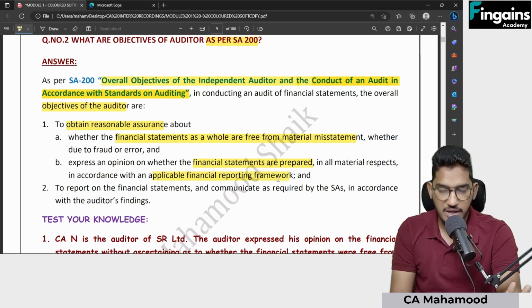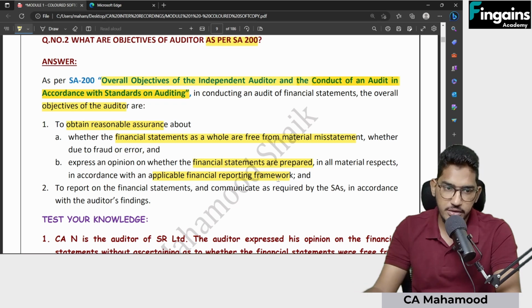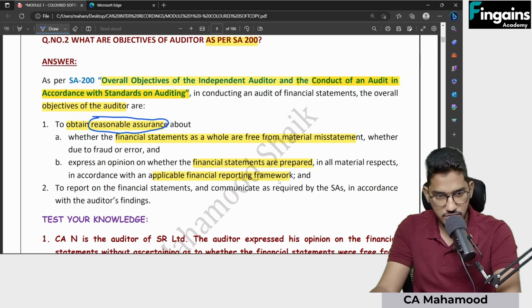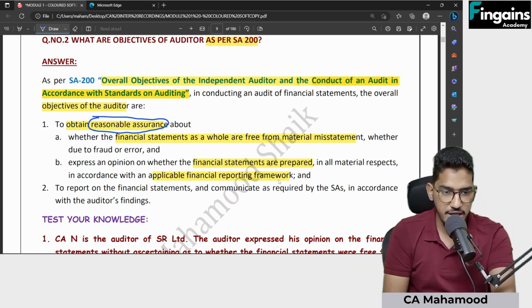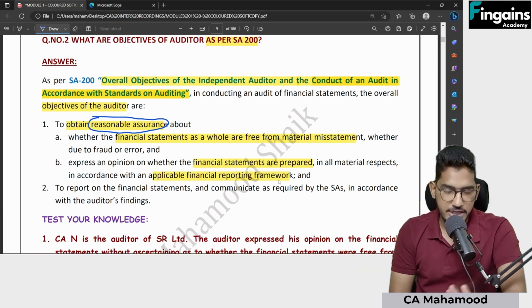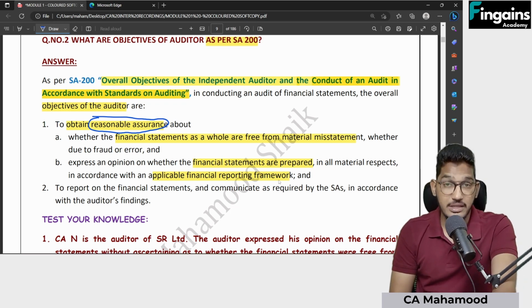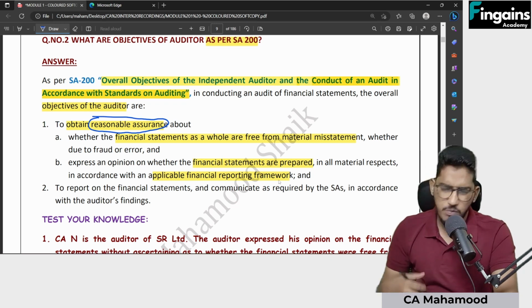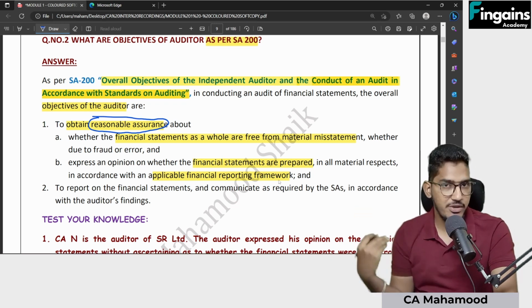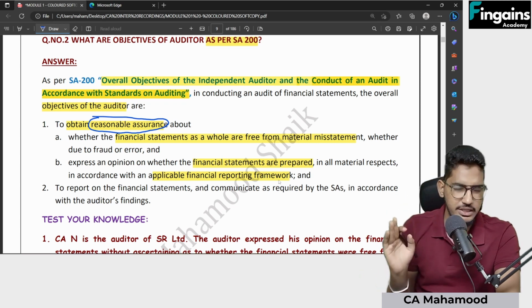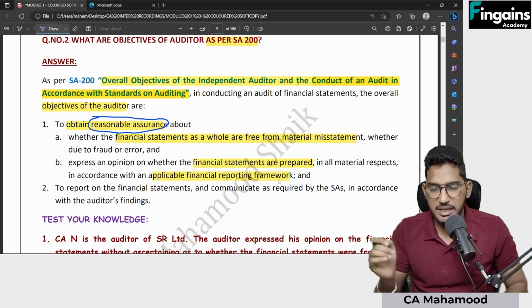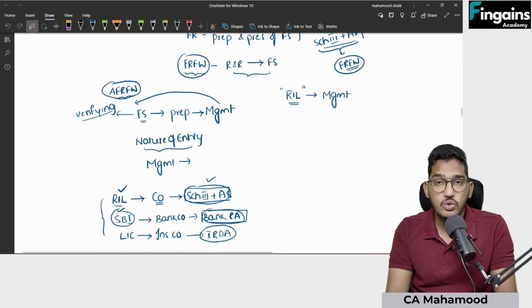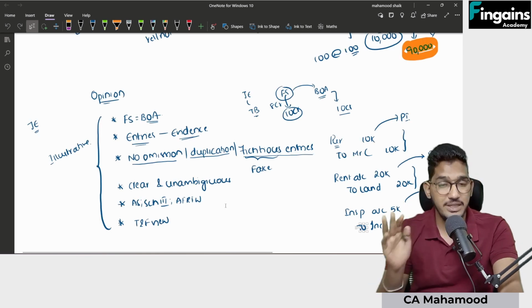We all know it. But here they are using one more new term. The new term which they are using is: the auditor to obtain reasonable assurance. What is the new term they are using? To obtain reasonable assurance. Now we need to understand what is reasonable assurance. So I will tell you the dictionary meaning of the term reasonable assurance here. More logical understanding we will have in a subsequent question. We'll have one dedicated question. There I will talk more about reasonable assurance, but here I will tell you the dictionary meaning of the term reasonable assurance.